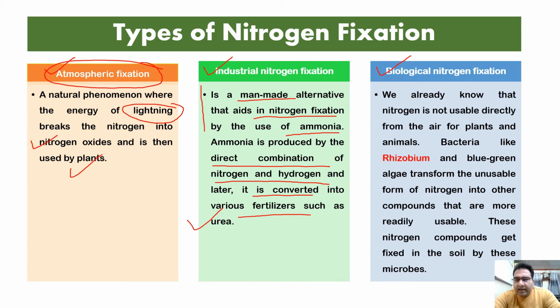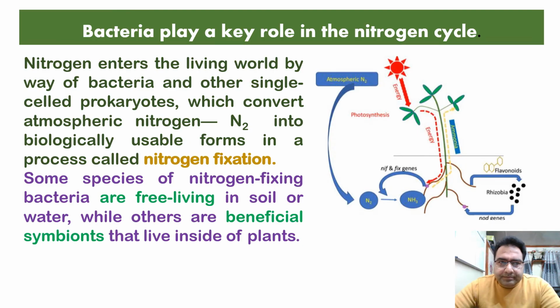Then the third is biological nitrogen fixation. What happens in this case? Nitrogen is not directly usable from the air for plants and animals, but bacteria such as rhizobium and blue-green algae transform this unusable form of nitrogen into other compounds that are more readily usable, and these nitrogen compounds get fixed in the soil by these microbes. So we have three types of nitrogen fixation.